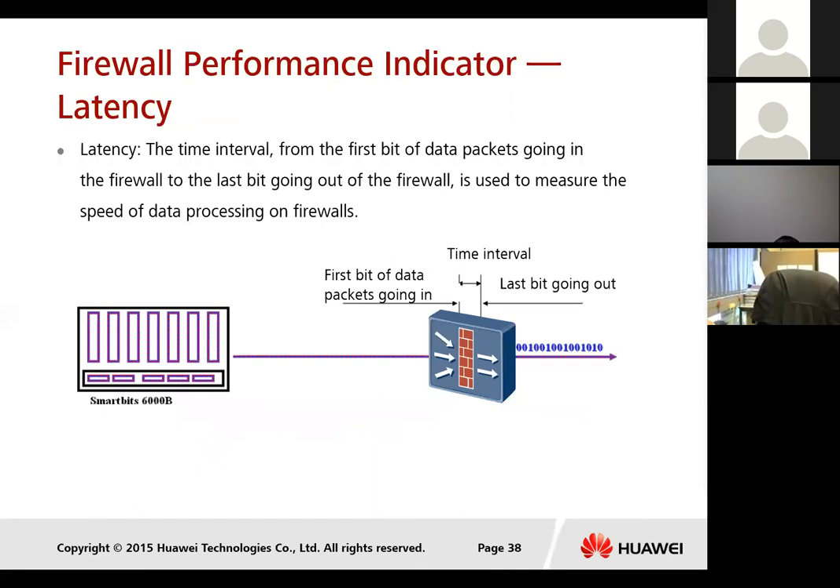For the performance indicator latency on the firewall itself, they can form a performance indicator to define the latency of the firewalls. The time interval from the first bit of the data packet going into the firewall to the last bit going out of the firewall is used to measure the speed of the data processing of the firewall. So they check the time difference between the first bit and the last bit going out. That is the latency. The latency in total is what I'm going to calculate through the firewalls.